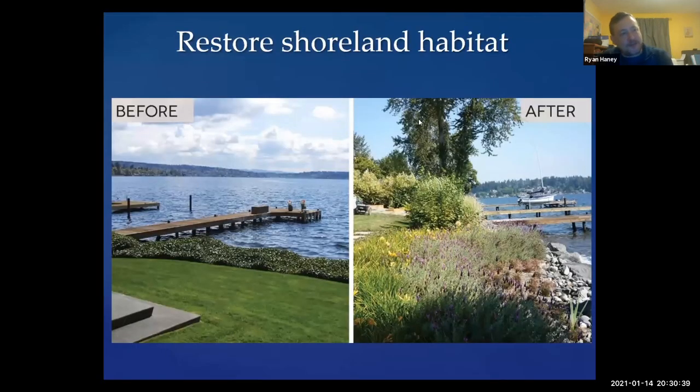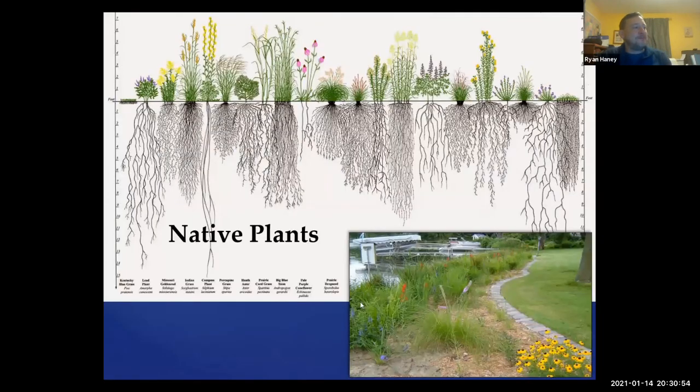Just another before and after picture here of another shoreline restoration. Again, I just like to give lots of examples that it can be not only something that improves your lake, but something that actually improves your property overall. Just a comment here about native plants.